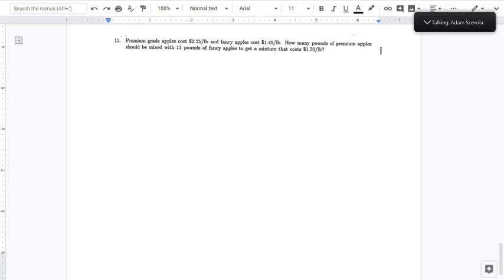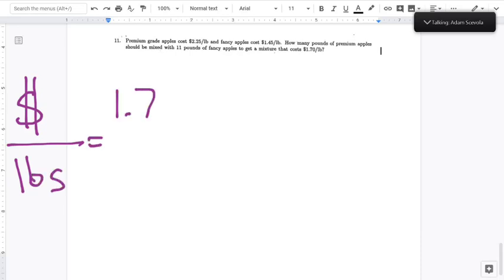All right, so this I'm also going to set up as a proportion. So we want money over pounds to be equal to 1.70 over 1. Let's first talk about the cost of all these apples. First, how many pounds of premium apples should be mixed with the fancy apples?